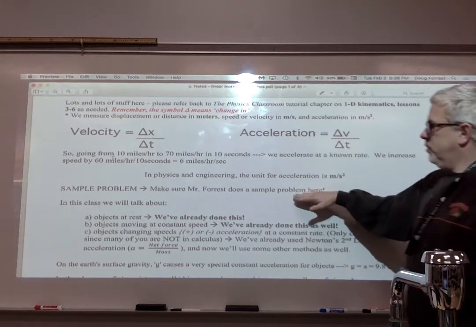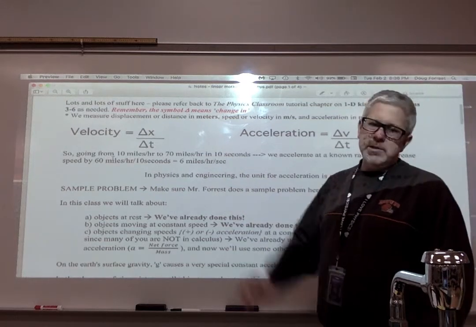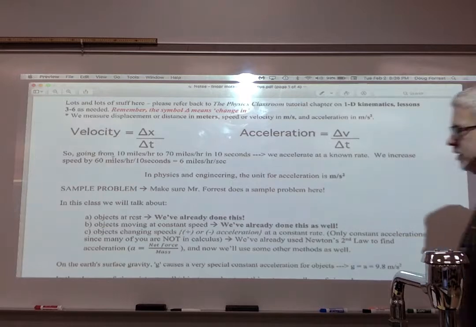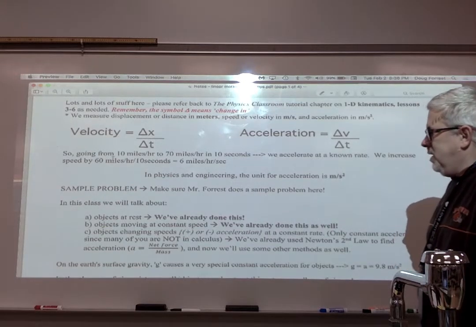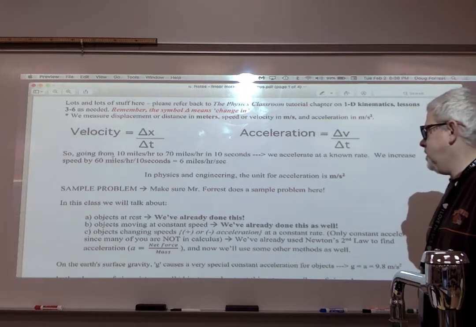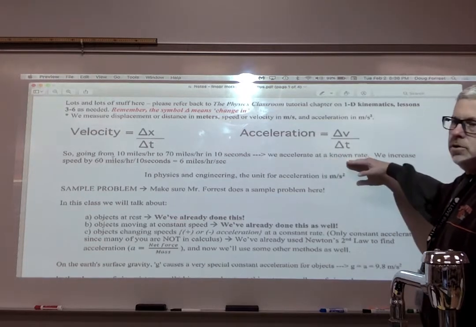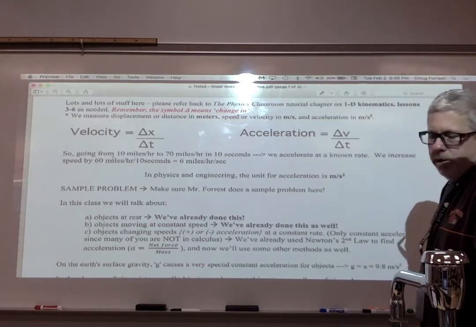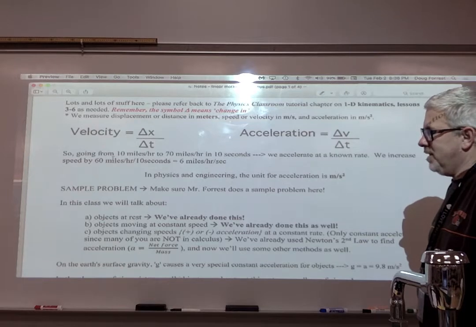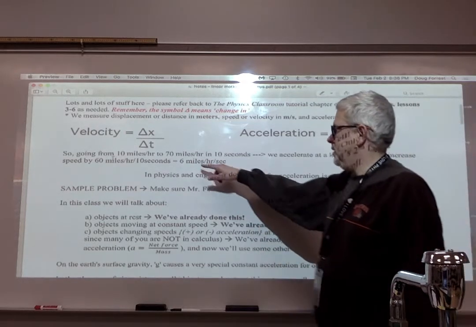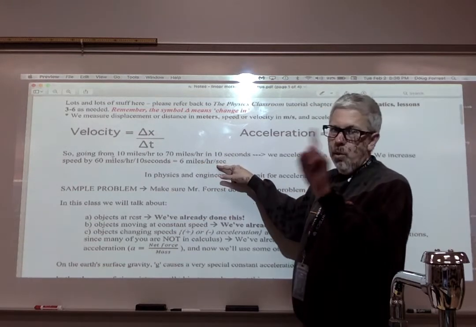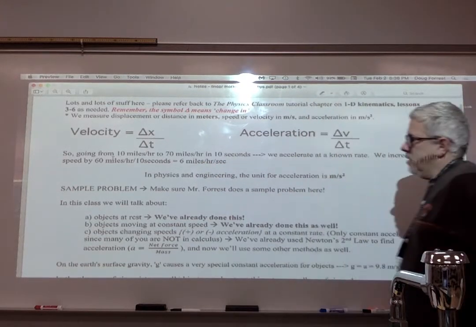Here's an example. So the sample problem is, let's say you're driving along in your car, really slow in a speed zone at 10 miles per hour, and you get to the end of the speed zone, and you floor the accelerator, you go from 10 miles an hour to 70 miles an hour in 10 seconds. That's a known rate of acceleration. Well, we're increasing our speed by 60 miles per hour in 10 seconds, or 6 miles per hour per second. So that's a rate of change of speed of 6 miles per hour for every 1 second. That's what an acceleration is.